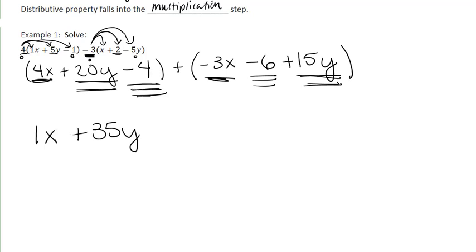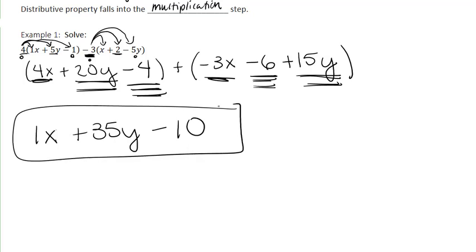Now here we have negative 4 and negative 6. What we can do is just add the two numbers together, 4 plus 6, which is 10, and then remember that we have a negative sign in front of it. So we have negative 10. And this would be our final solution.